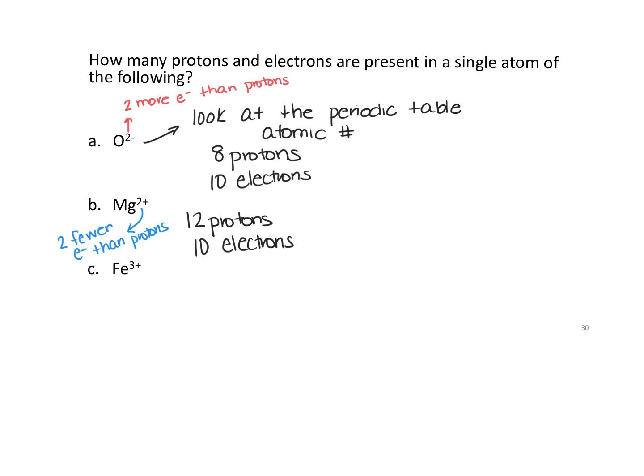And then if you want to pause and try to do iron on your own, I would encourage you to do that. But I'm going to go ahead and work through iron 3+. So we go to our periodic table. We say, oh, look, that's got 26 protons. And now we have a charge of +3. So that means we've lost 3 electrons. And so we're going to have 23 electrons.